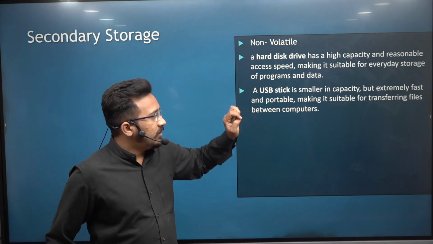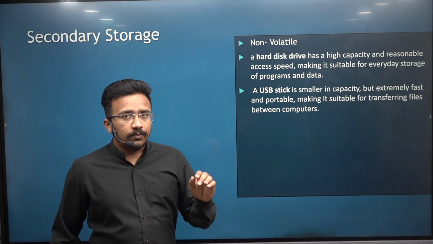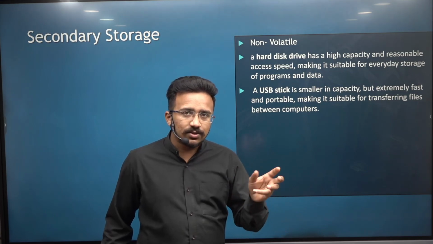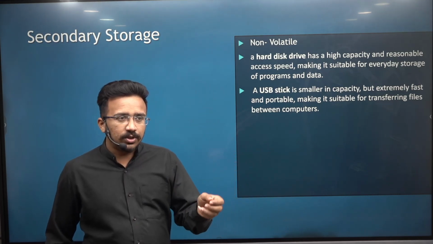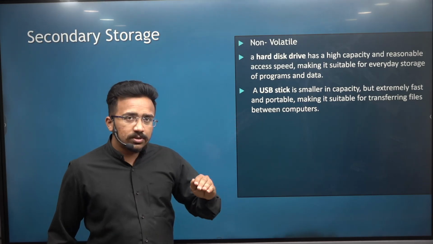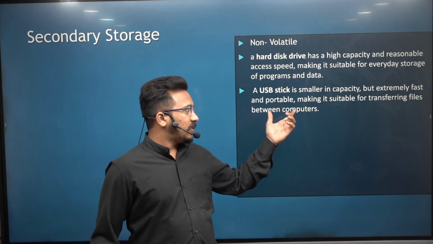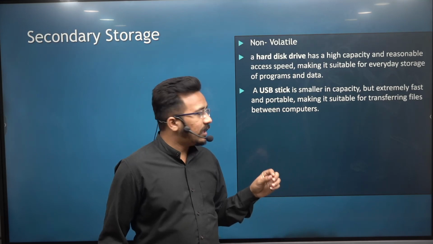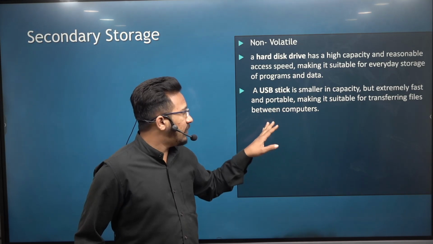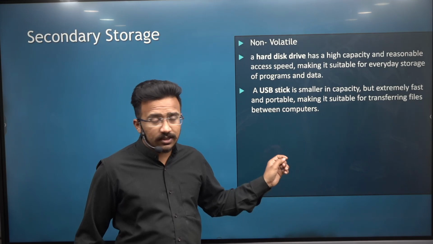See, hard disk. When you need to store data permanently in the computer, you don't need to transfer it multiple times. In this case, you can use a hard disk. It is not portable. You fix it inside your CPU. When you need to transfer data, you require a portable device. In this case, we have the USB, having a small capacity, though it also comes with larger capacity nowadays. And it is extremely fast and portable. You can easily transfer the data, so it's ideal for transferring data.